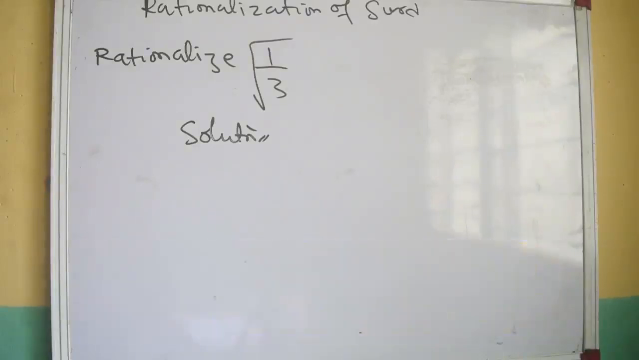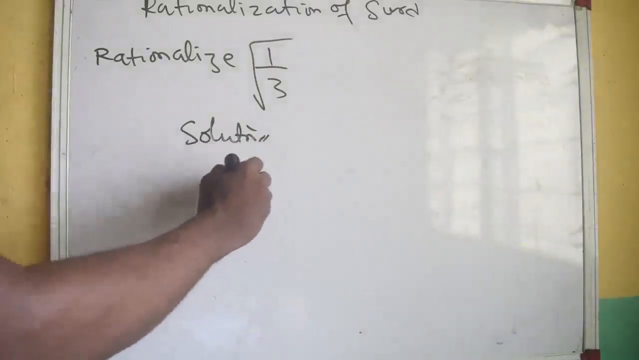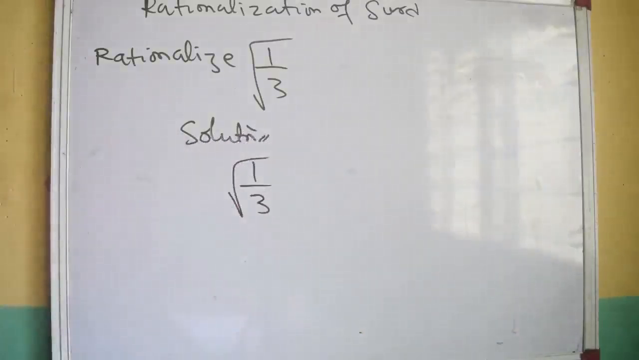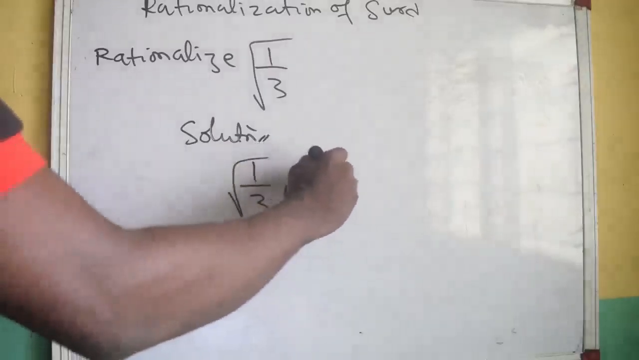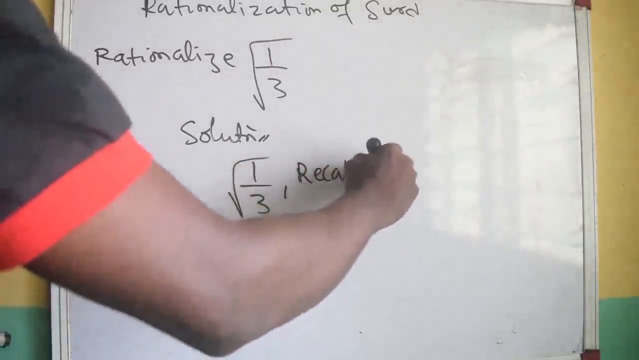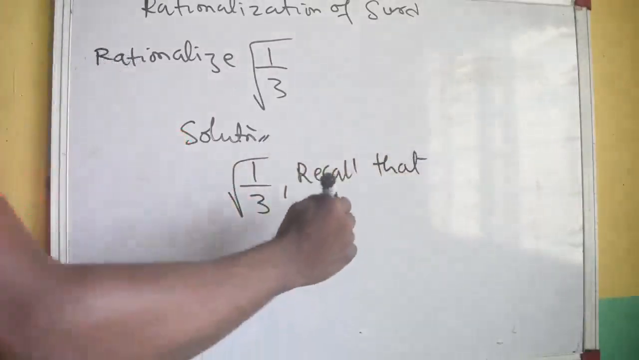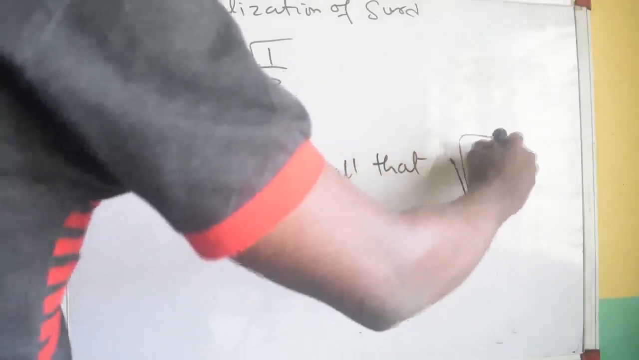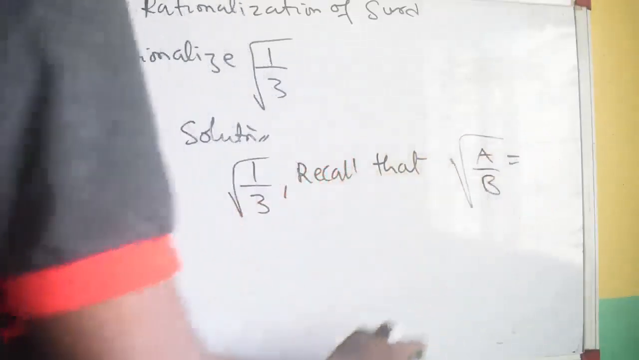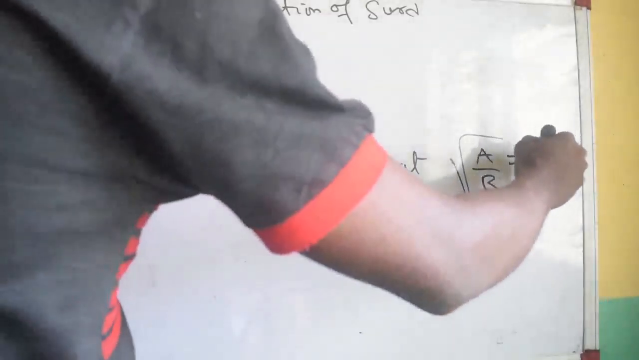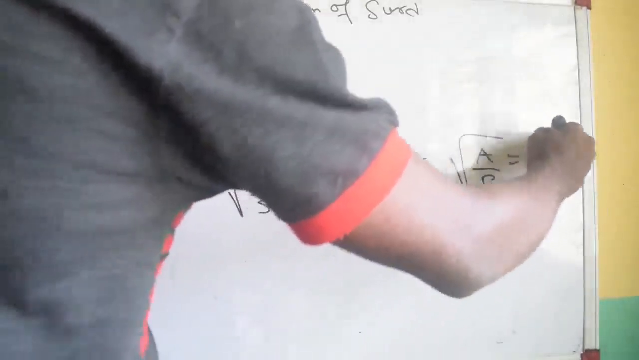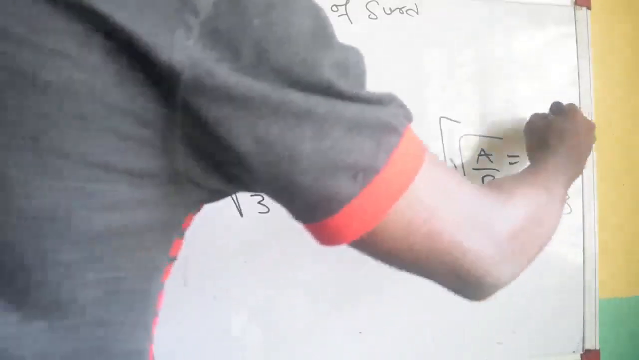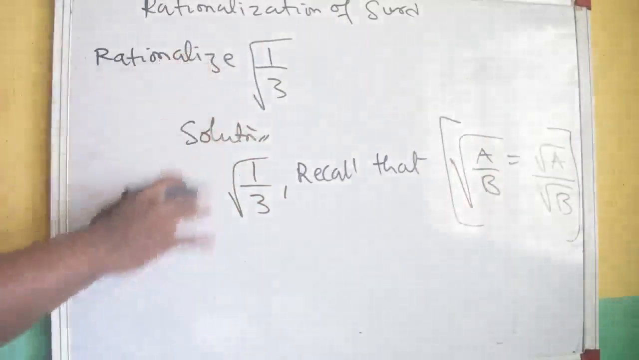What you have to do here is bring down the question, which is 1 over 3, all in square roots. Before then, recall that anytime you have something like A over B, it is the same as writing square root of A divided by square root of B. So these two are the same. Use this concept and apply it here.